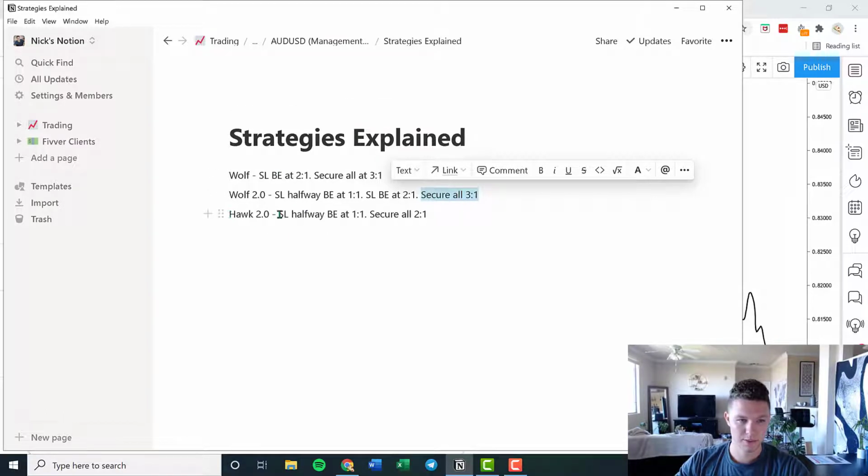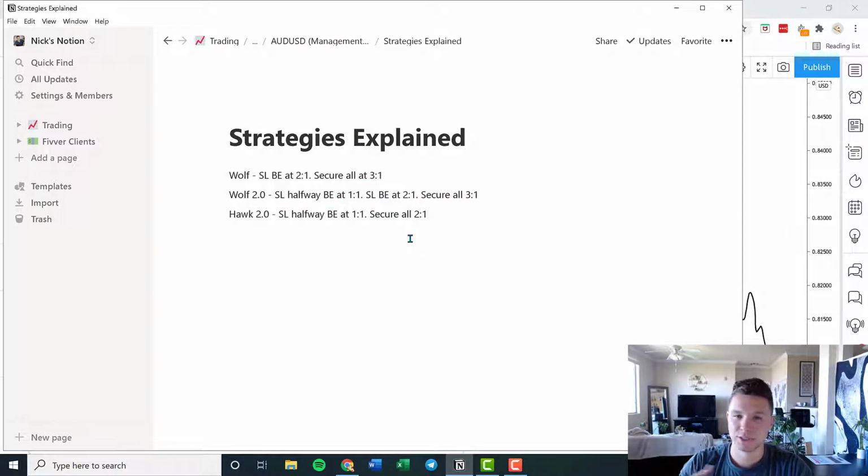And then the other one is the same as this one. However, I'm just securing all at 2 to 1. So that's what I'm mainly testing right now. My strategy is going to remain the same. I'm going to take pretty much every trade that presents itself. And I really want to see what kind of results I'm going to get through this management style.